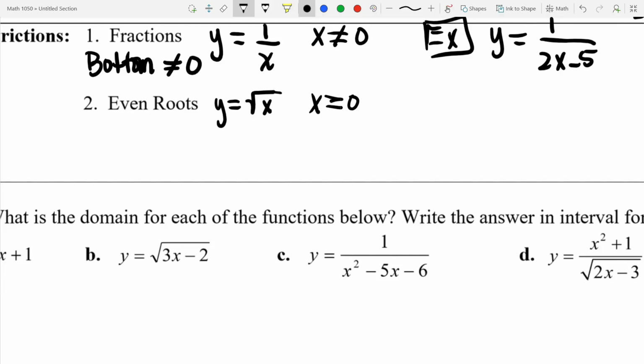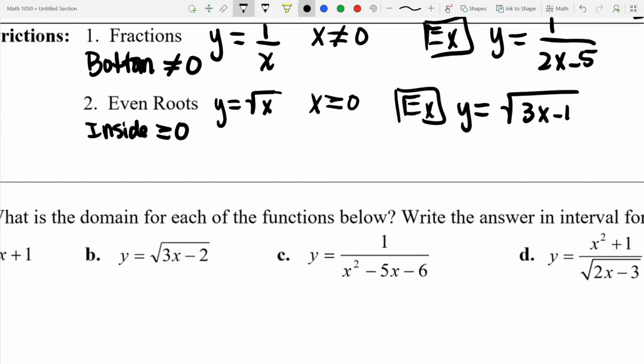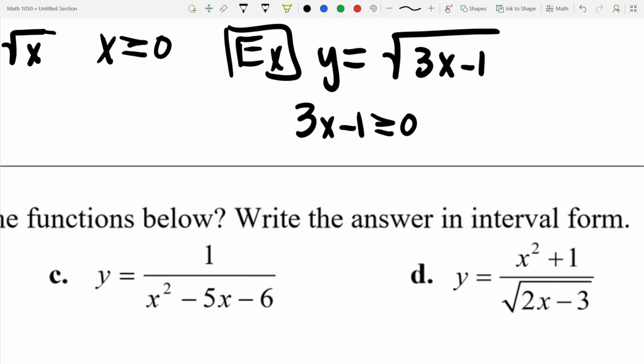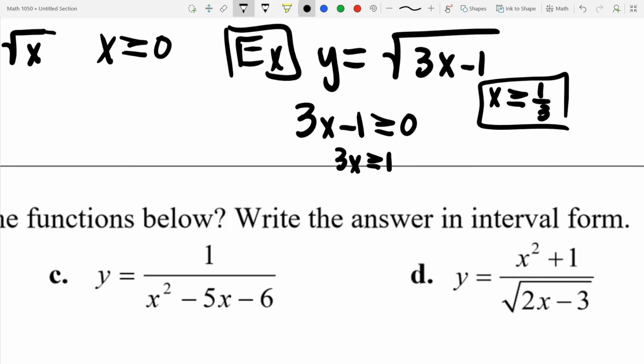So if you have an even root, you take the inside and you state that it must be greater than or equal to 0. Let me give you an example. y equals the square root of 3x minus 1. Find the domain. Do I have a fraction with an x on the bottom? No. Do I have an even root? Yes. So I write the inside, 3x minus 1, and state that it must be greater than or equal to 0. Then I solve it. So 3x must be greater than or equal to 1. Divide, x must be greater than or equal to 1/3. That's my domain, and I'm done.